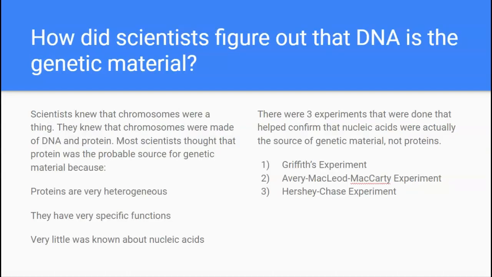How did we figure this out? Well, actually, back in the day, people used to think it was proteins that were responsible for genetic info because of how incredibly useful proteins are. They do all of the things in all of the cells, and so it seemed like they probably do this too. We didn't know much about nucleic acids, but there were 3 experiments in particular that helped us confirm that DNA was actually the source of genetic material and not proteins, which is what they thought.